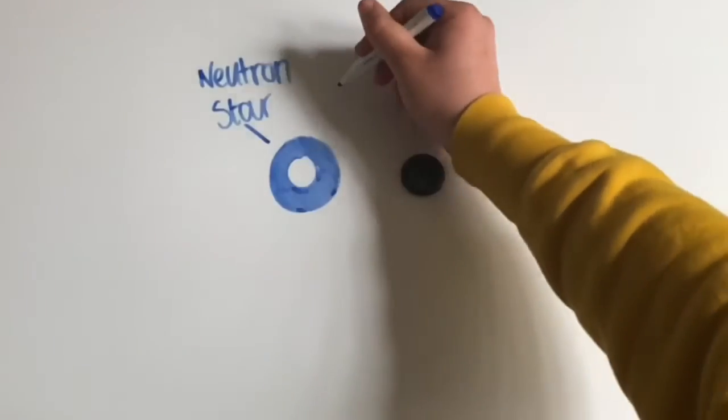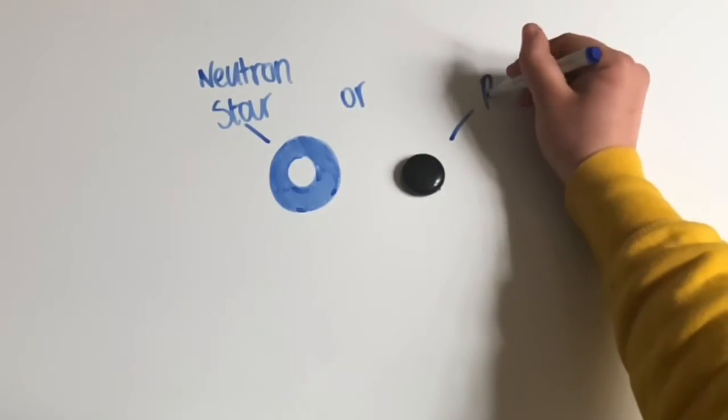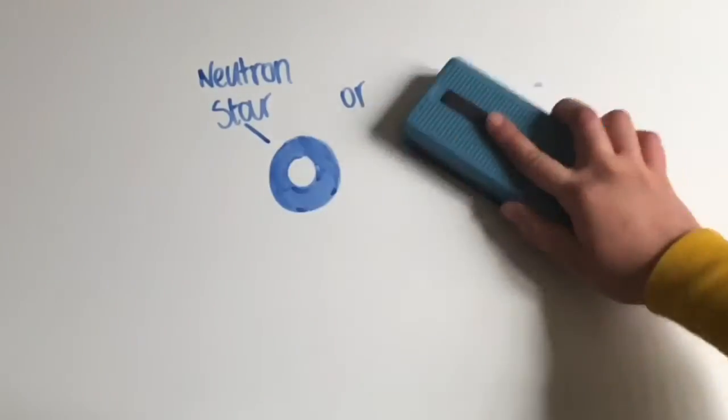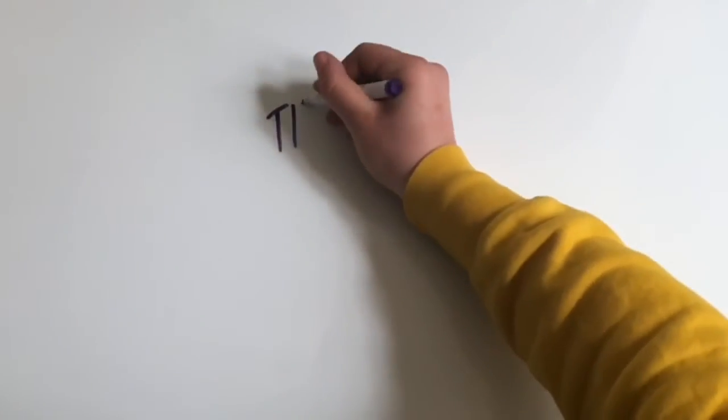A black hole is a region of space-time exhibiting gravitational attraction so strong that nothing, no particles or even electromagnetic radiation such as light, can escape from it.